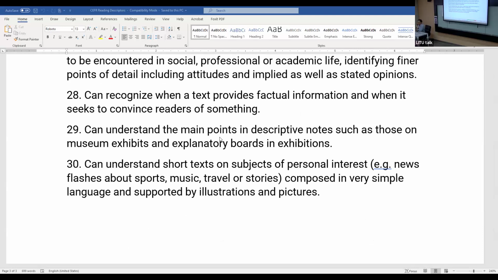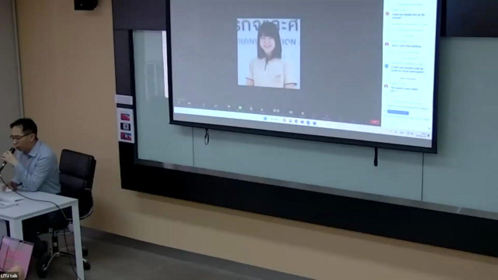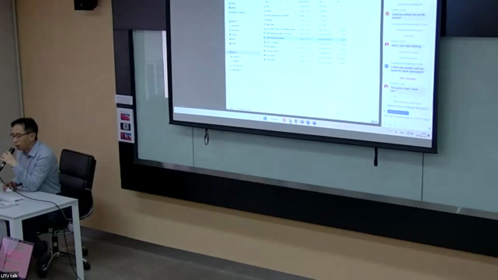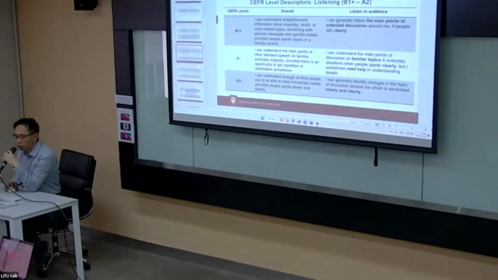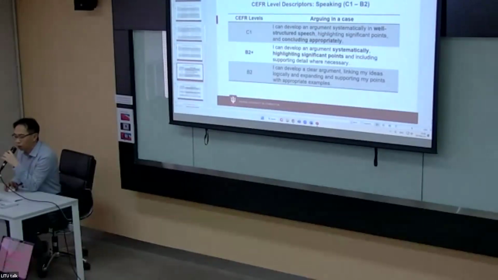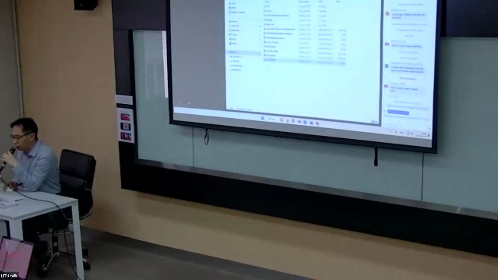Okay, so this is the whole set of level descriptors of reading. If you can match the level descriptor with the corresponding CEFR level, you're ready to move on to the next task. Okay, thank you for your hard work. Now, let's move on to the next one. I will use the PowerPoint slide.